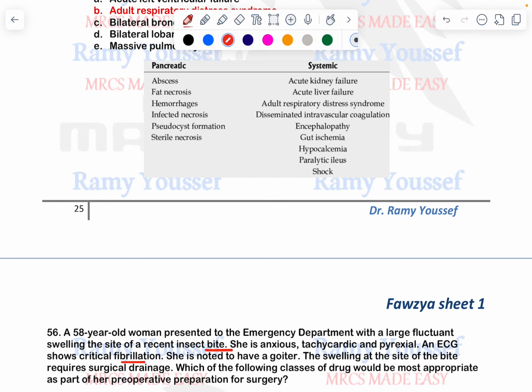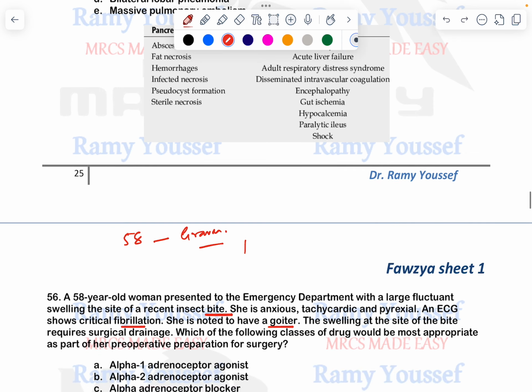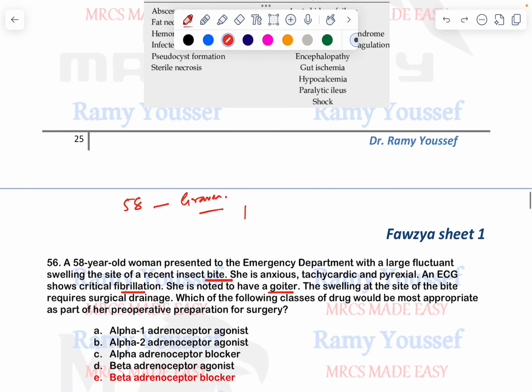So the age is 58, with swelling, anxious, tachycardia and pyrexia, ECG fibrillation, and a goiter. So this patient has Graves or something like that. The drugs are beta blocker and alpha blocker, antithyroid as well as beta blocker, thionamides, beta adrenergic blocker.